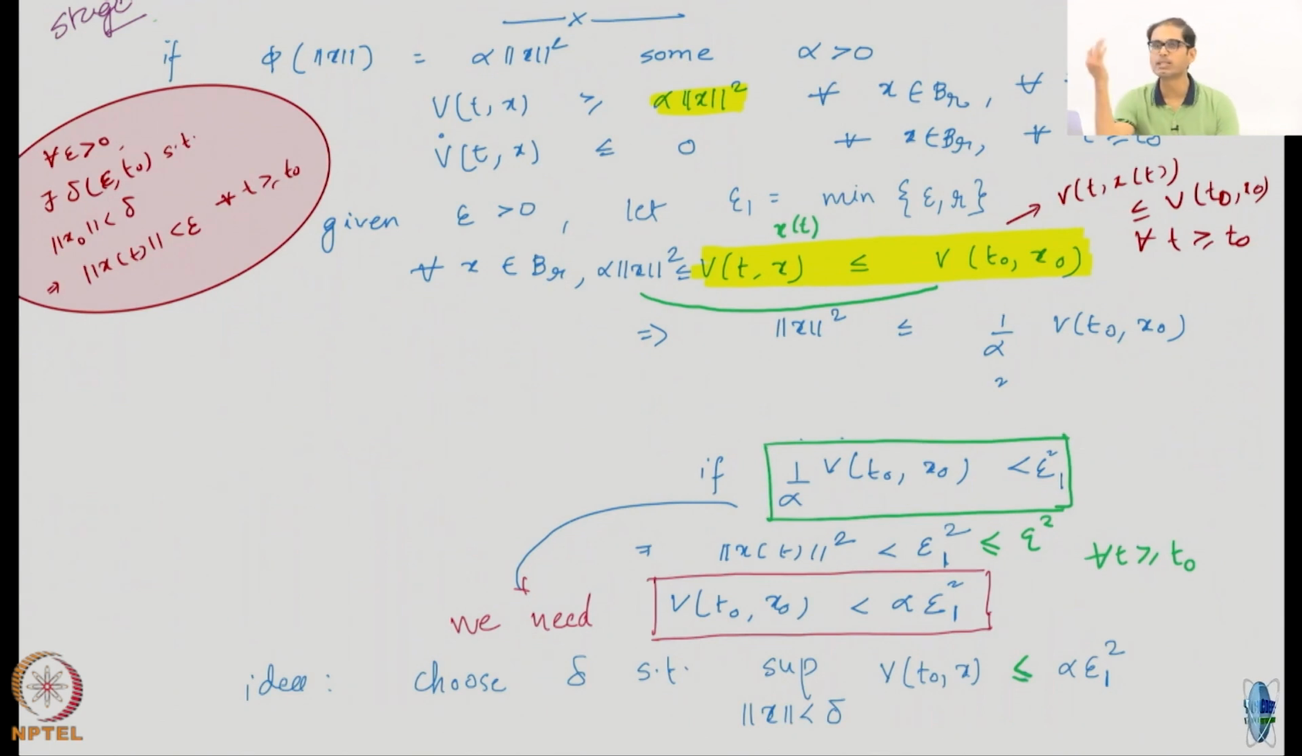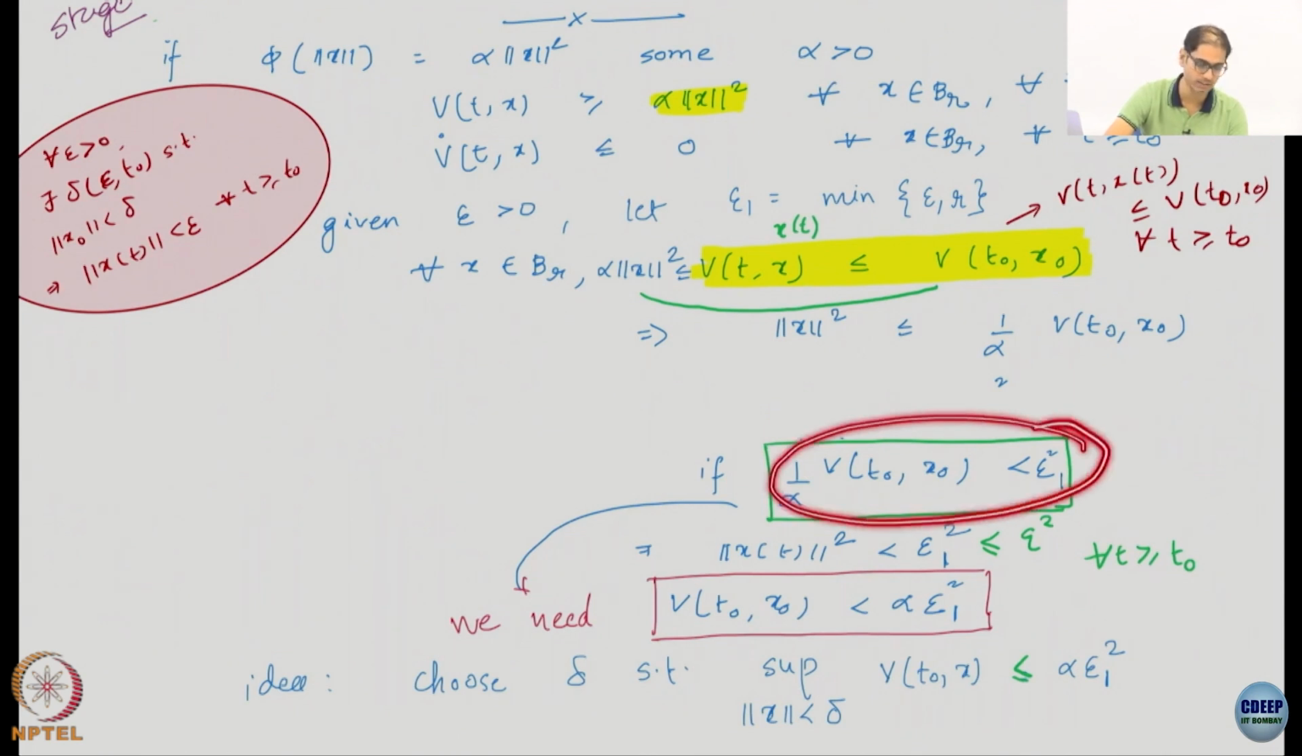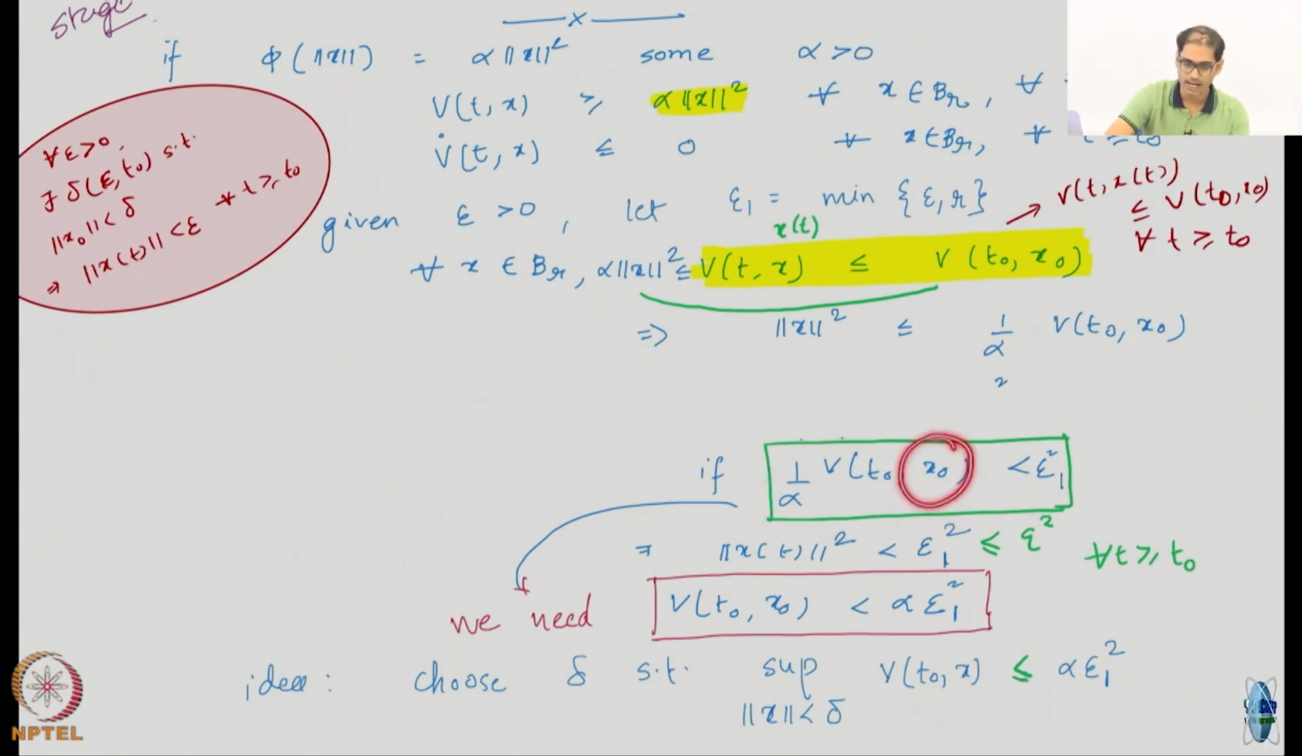Now you will remember that I have not chosen a delta yet, and that is what is going to come out of this guy. You see the left hand side depends on the initial condition and also the time t0, and the right hand side contains an epsilon. So somehow I have to be able to solve for x0 from here, that is the whole idea.